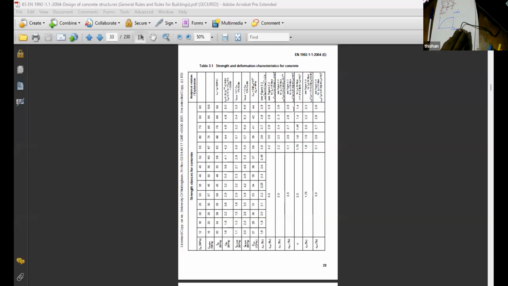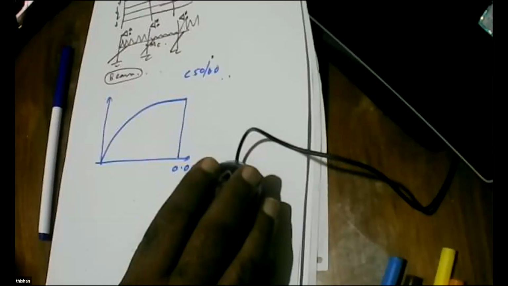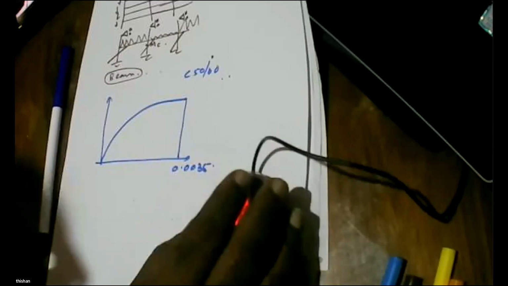The usual equations, charts, none of those things will be valid. You have to do the calculations with the fundamentals, right? So just keep that in mind. This is Eurocode 2. Okay, now, so you can see this 0.0035.